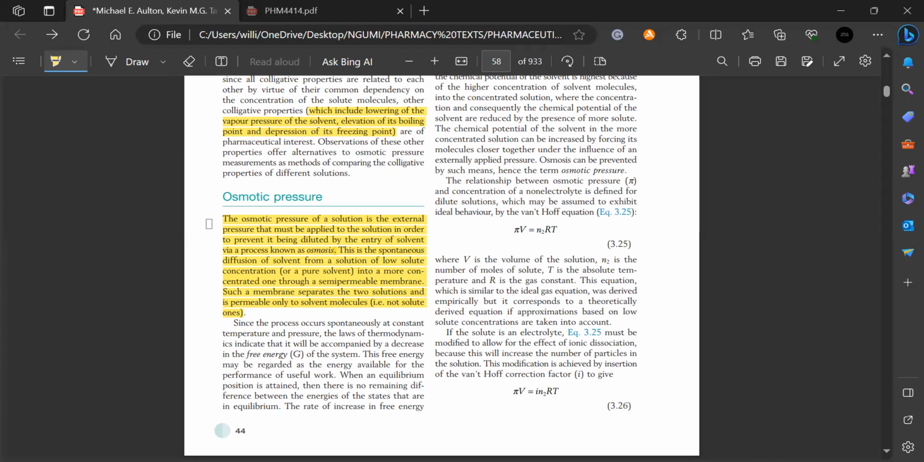But important to know that we usually have a semi-permeable membrane present between the two solutions. So external pressure that prevents dilution of our solution. That's all it is.